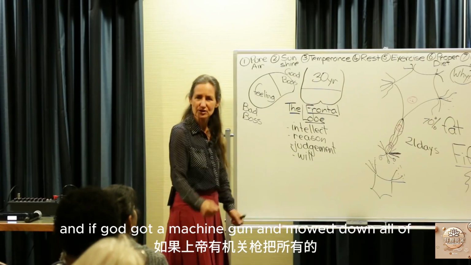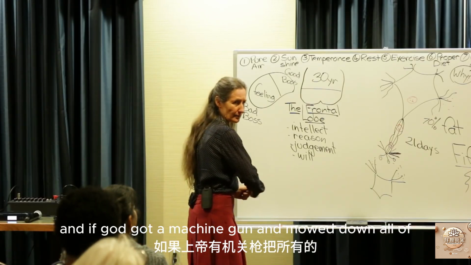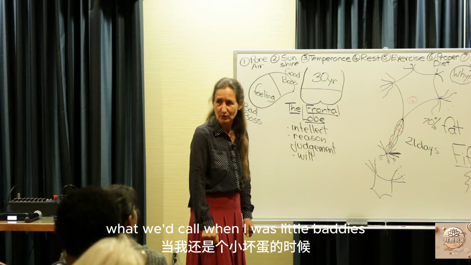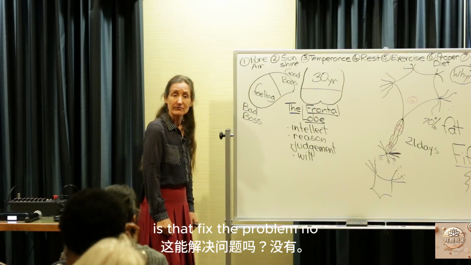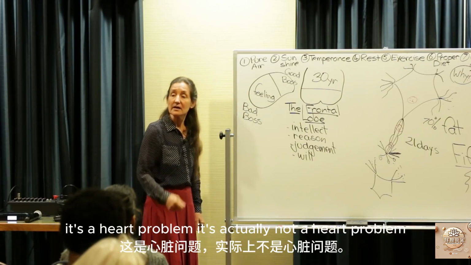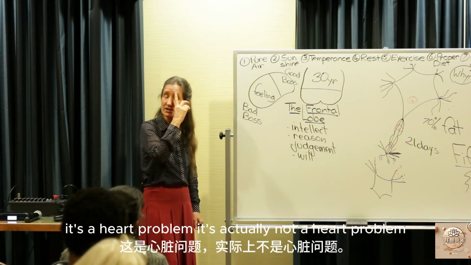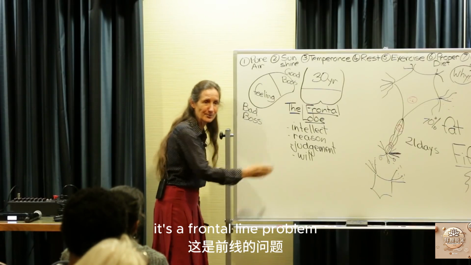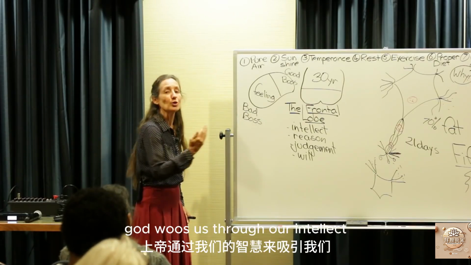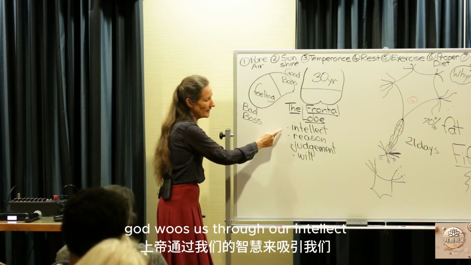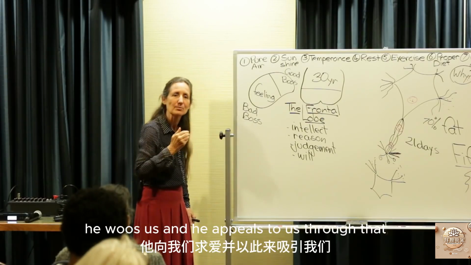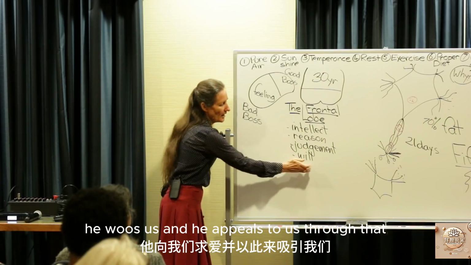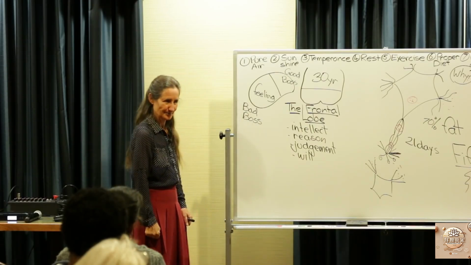And if God got a machine gun and mowed down all of what we'd call, when I was little, baddies, does that fix the problem? No, it's a heart problem. It's actually not a heart problem, it's a frontal lobe problem. God woos us through our intellect, reason and judgment. He woos us and he appeals to us through that, and then we make the choice.